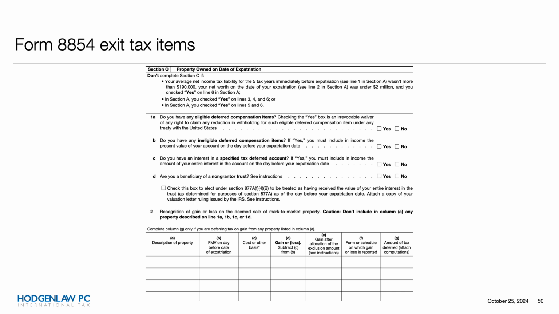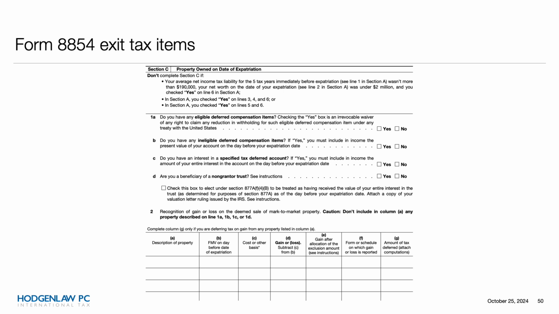So this is page 3 of the 8854. I didn't include the full thing. It kind of drops off at the bottom. There's actually totals at the bottoms of those columns on the form. Again, if this is blurry, pull up a Form 8854, scroll to page 3, and you'll see a little more clearly. Question 1A asks about eligible deferred compensation, 1B, ineligible deferred compensation, 1C, specified tax deferred account, and 1D, non-grantor trusts.